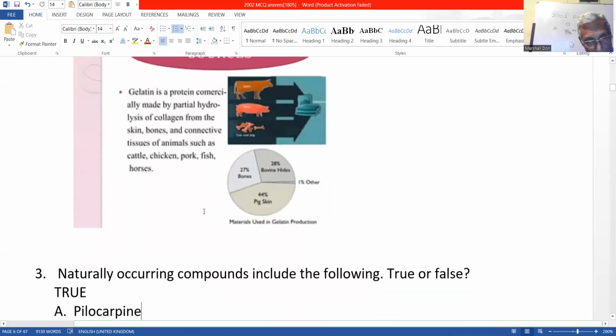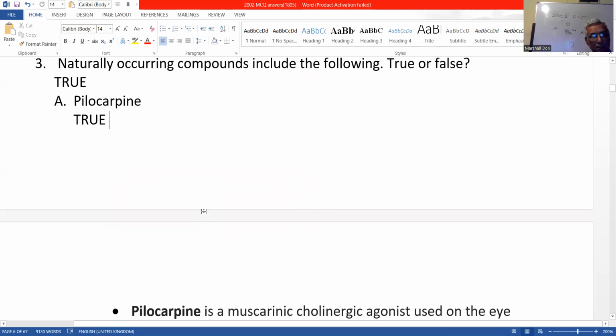Okay, now go to question 3. Naturally occurring compounds include the following. They have given some compounds. You have to choose whether each is a natural compound or not. Pilocarpine, that is true, it is a plant product. Pilocarpine is a plant product. What is the plant? Pilocarpus jaborandi.